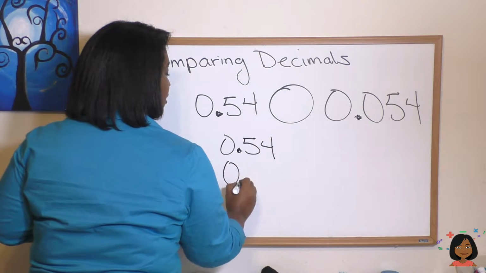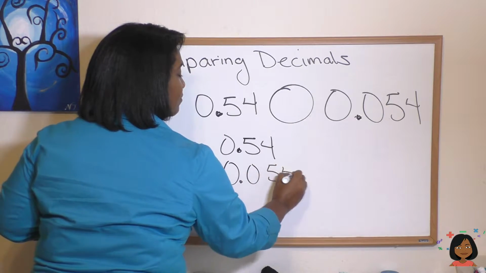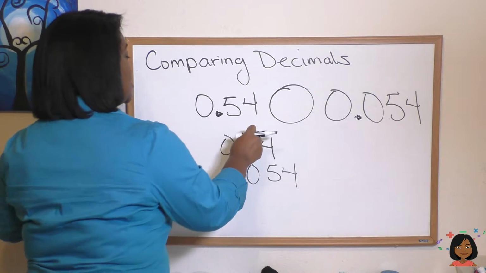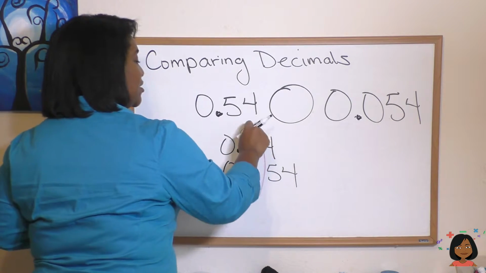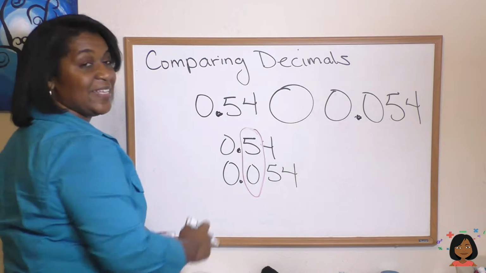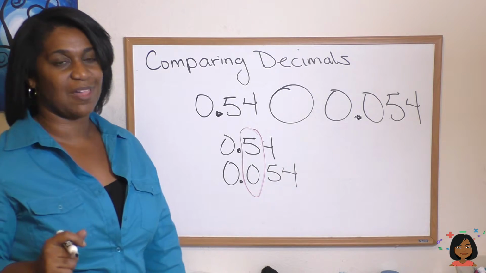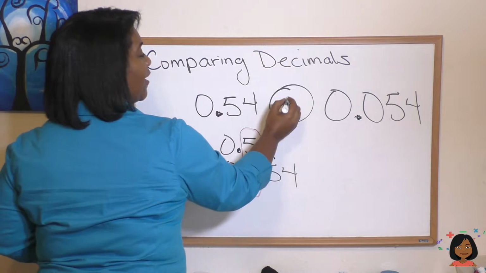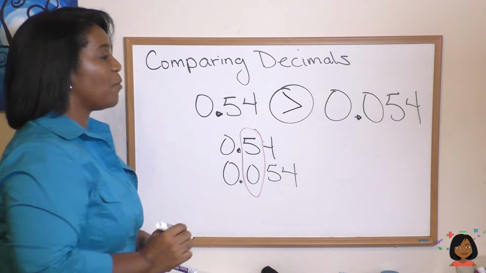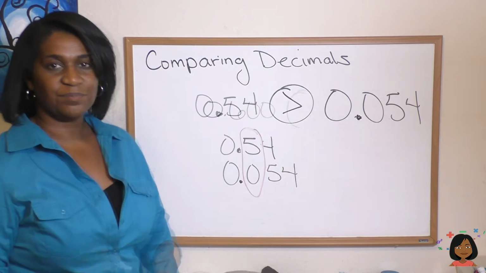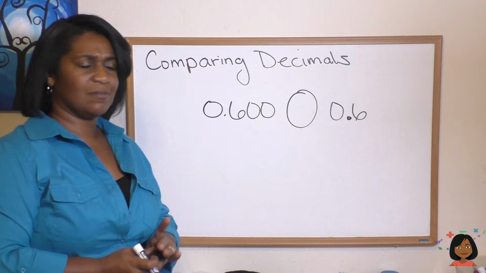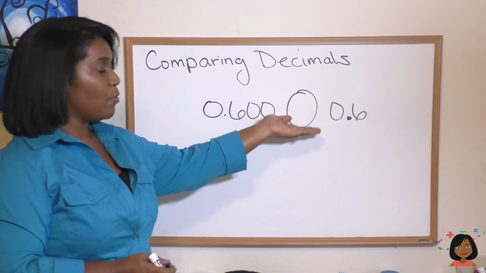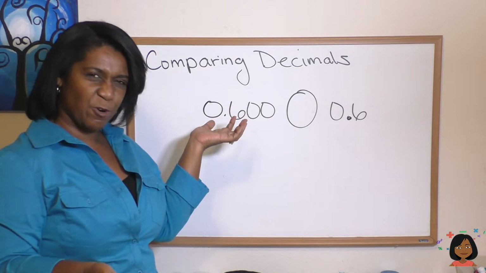0.54 and 0.054. Let's start with the tenths place. So I'm going to circle it so you can easily see it. Which one is the smaller number? Oh, it's easy to see that our 0 is the smallest number. So this number is going to be the smaller one. 0.54 is greater than 0.054. What about this decimal? 0.600 and 0.6.